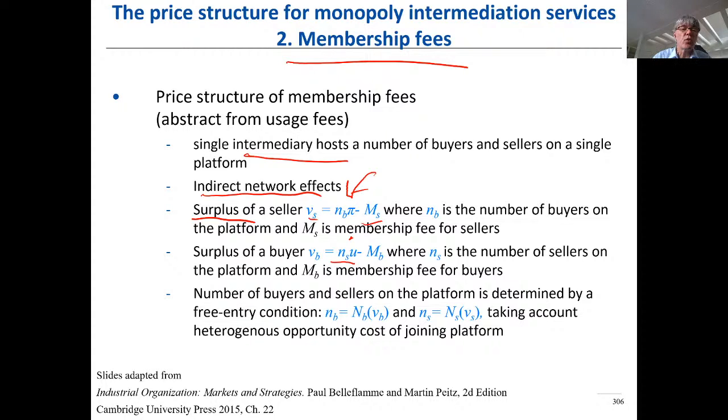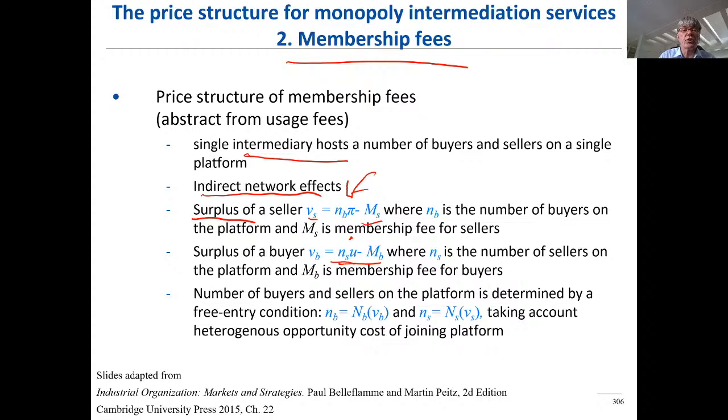It doesn't work so well for newspapers, because in terms of advertisers, it's not so clear that readers benefit, that this is really a positive network effect. Okay, and so this should be clear right now, and this should be straightforward as well.